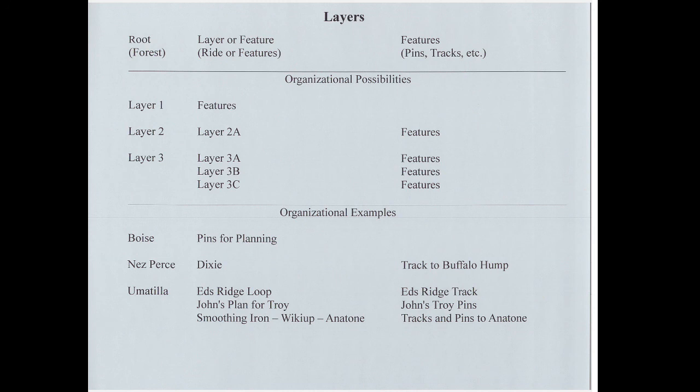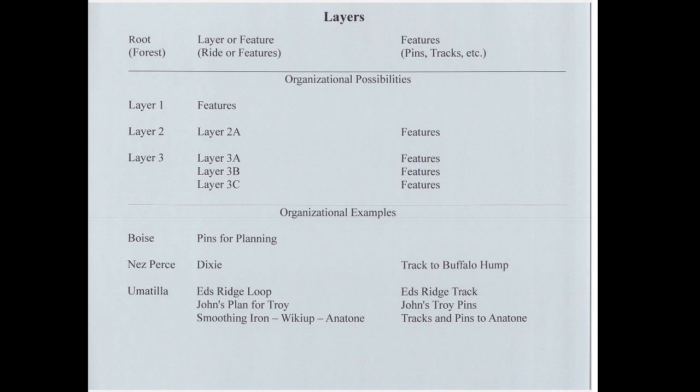Example 2 here, when we go down, it's the equivalent of layer 2 up above. I'm in the Nez Perce Forest, and I wanted a special layer just for my Dixie ride. And I have one track in it that I've named Track to Buffalo Hump. Now, of course, I could have maybe 50 different tracks in that example if I want. It could be the Nez Perce Forest, the Dixie layer, and a number of tracks under that layer.